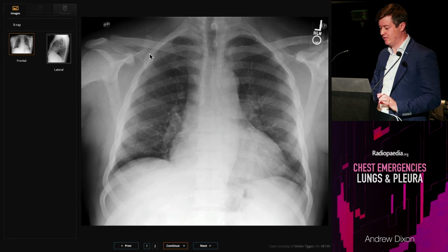By the way, this patient's bones are a little too dense. They must have some underlying condition. But let's ignore that for this discussion.